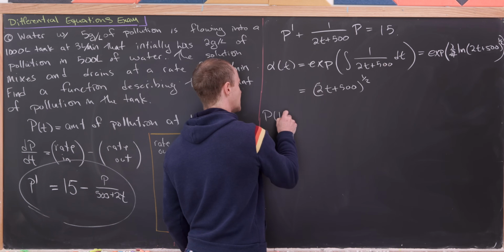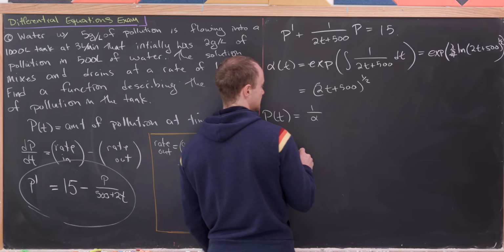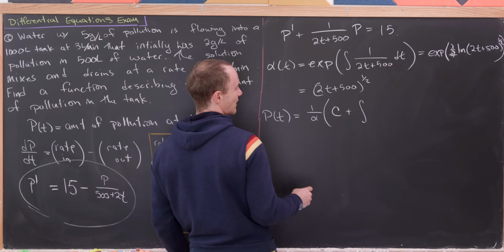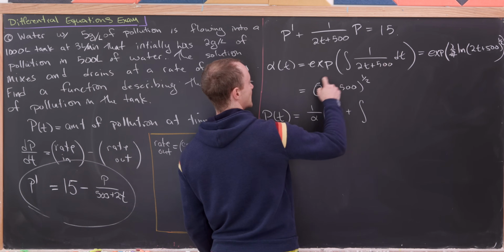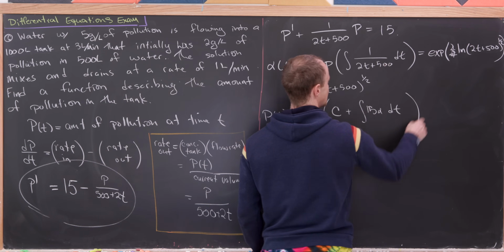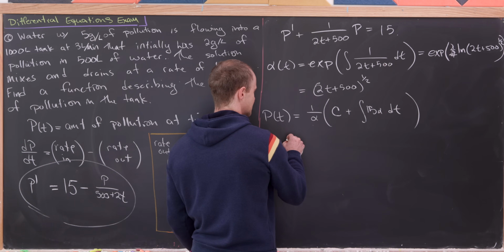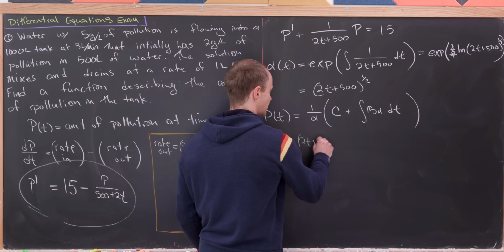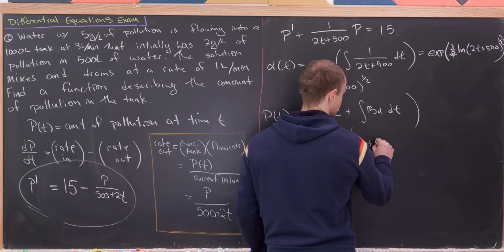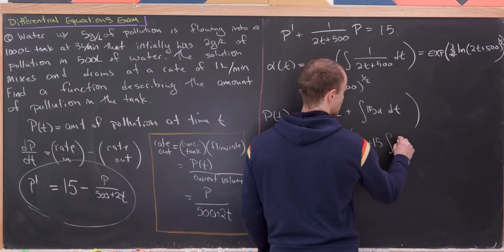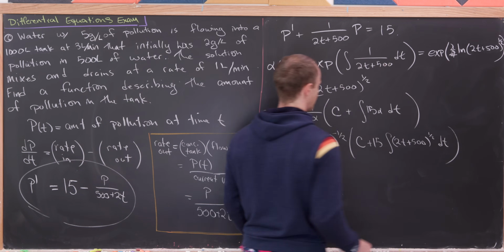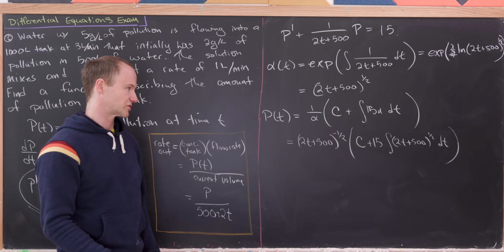Okay, and then our P of t function is going to be 1 over alpha times some constant plus the integral of, let's see, this function right here, which is alpha, times this function right here, which is 15. So it's really just 15 alpha dt. Okay, but now let's get to this calculation. So that's going to be (2t plus 500) to the minus half times a constant, plus we have 15 times the integral of (2t plus 500) to the half. That's just using that formula we developed whenever we did first order linear differential equations.